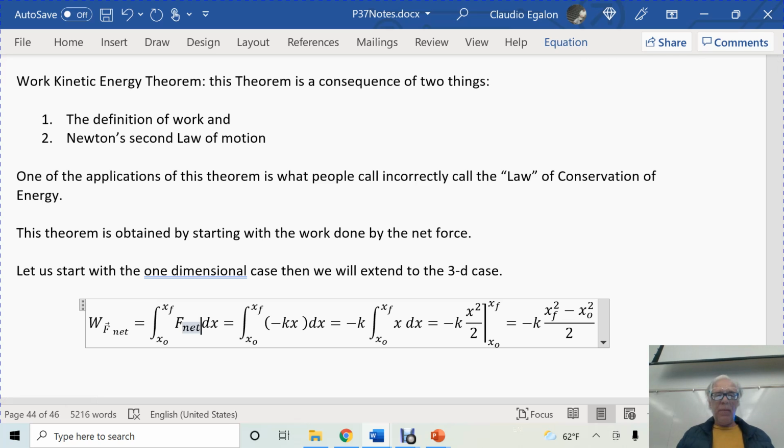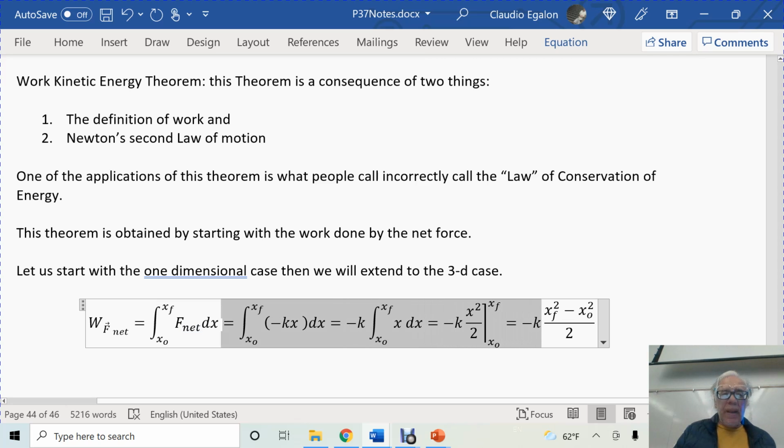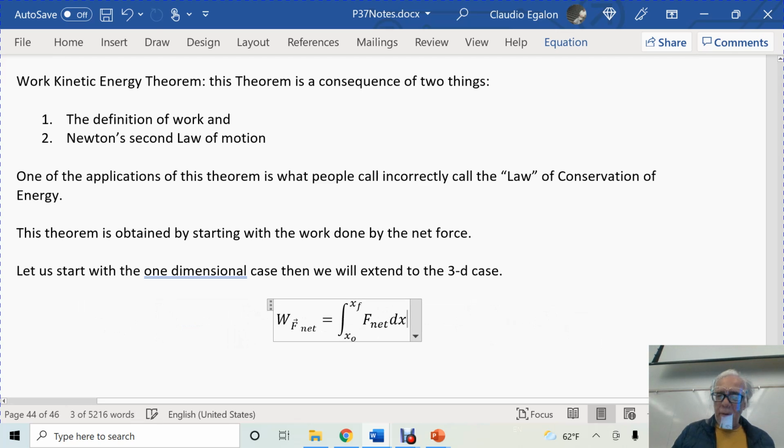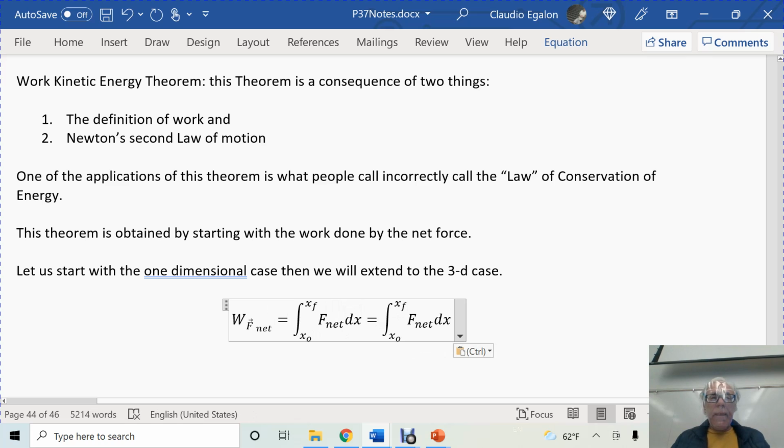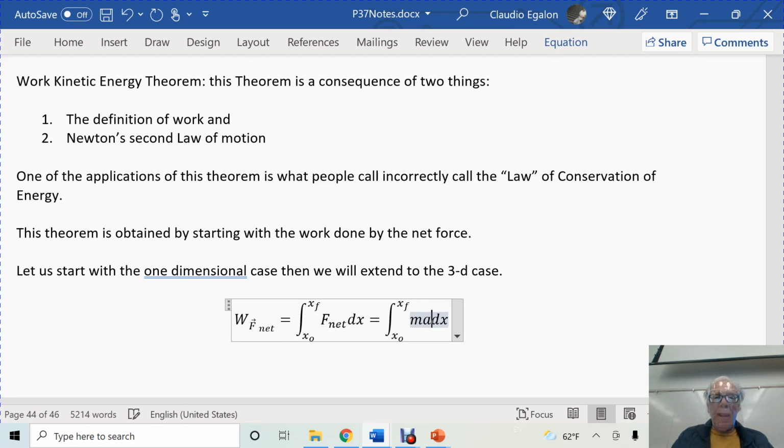And what are we going to have next? Remember that I told you this is the result of two things. This is the result of the work of a net force and Newton's second law of motion. So let's go ahead and apply Newton's second law of motion. Newton's second law of motion states that the net force is equal to mass times acceleration. Make sense? Everything's there inside the integrand.